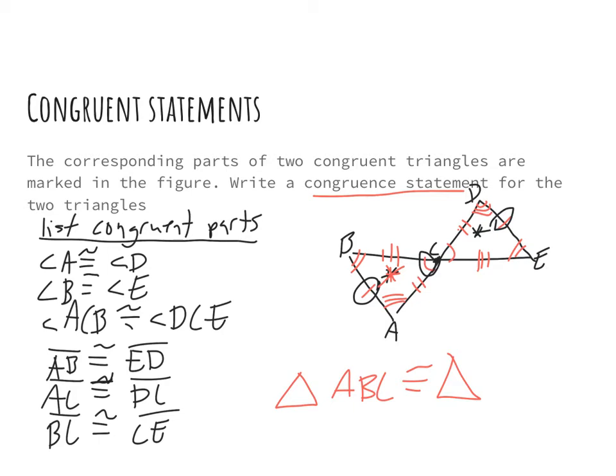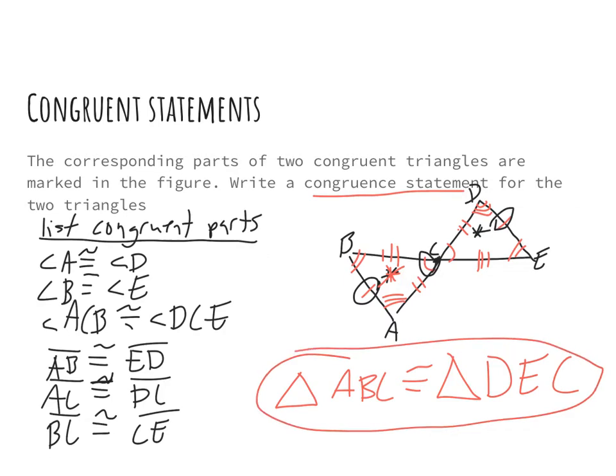The angle that corresponds with A is D in the other triangle, because three arcs go with three arcs. B was the second one I used, so two arcs. I have to go to two arcs in the other triangle, that's E. And then C has one arc in it, so I'd go to C as well. So that is my congruent statement right here. We're saying that the triangles are congruent by naming them.